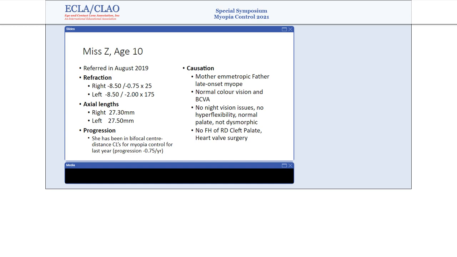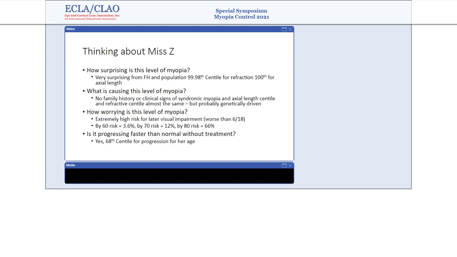Also looking at the gestalt of their face for dysmorphism, for things like Stickler syndrome. A family history of retinal detachment, a cleft palate or heart valve surgery are also very good, non-worrying questions to pick up a lot of syndrome cases.